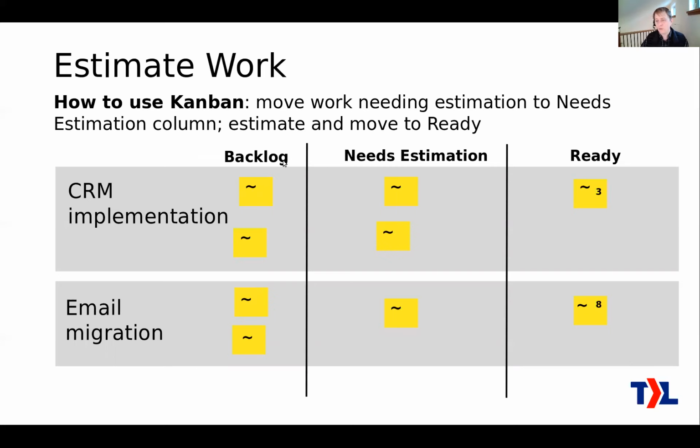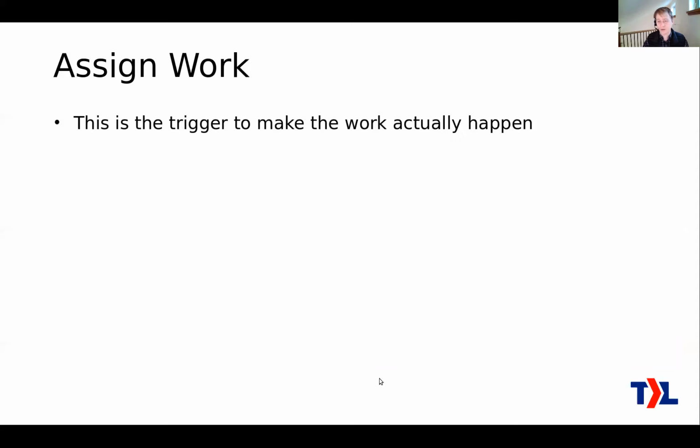Okay, so when you decide that work is coming up soon, for whatever your definition of soon is, then you pop it over here into needs estimation. Then, as either you as a project manager, or your engineer who's helping you with this, have a chance to look through this, they will give it an estimate. Basically, you just write a number on the card and you pop it over here into ready, because now it's ready for an engineer to work on once you assign somebody. And assigning is actually the next phase here. So this is the trigger that's going to actually make that work happen.